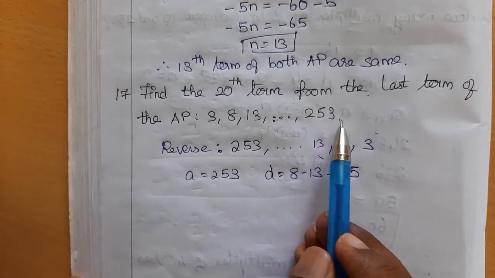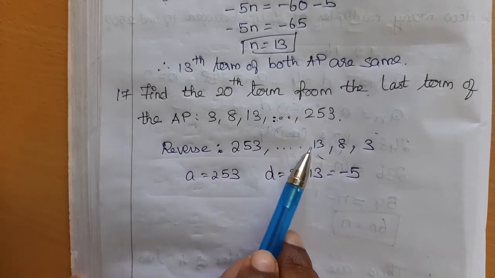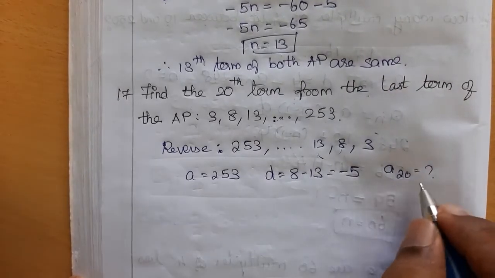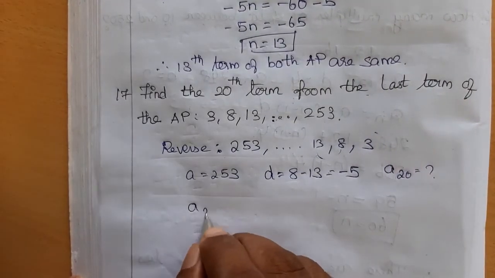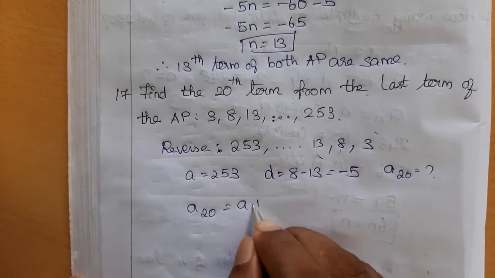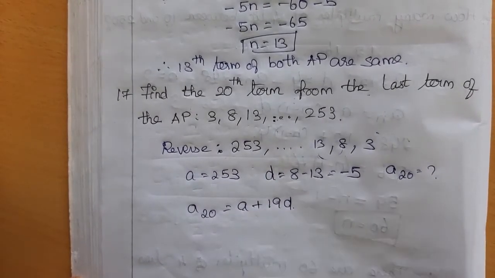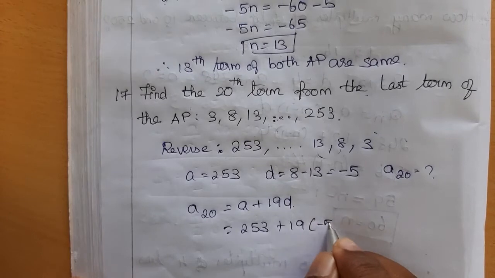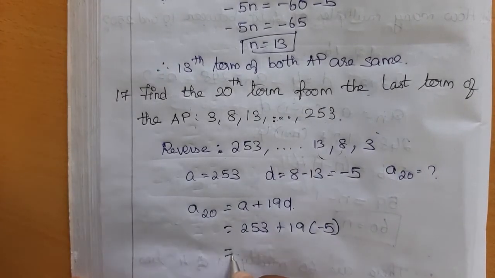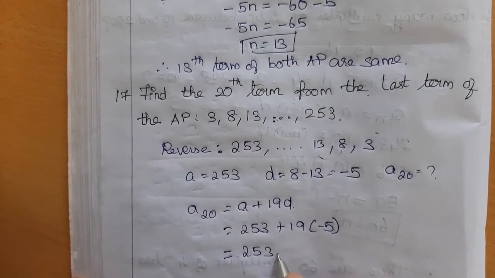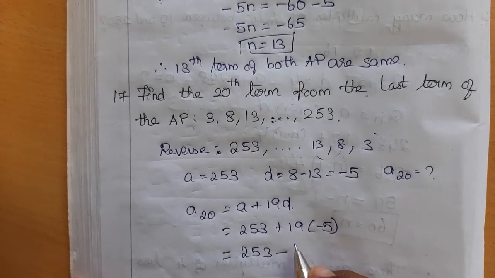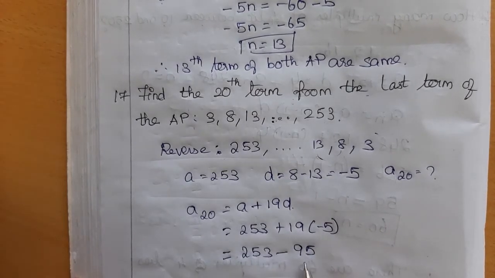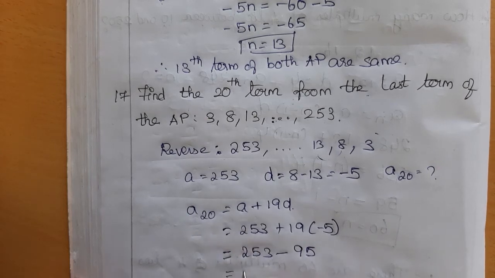Now from the beginning it's the 20th term, right? When we say from the last 20th, if we reverse it, it will be from the beginning 20th. So we have to find A20, when n is equal to 20. So A20 is equal to, in the general form, A plus 19D. Just substitute A and D, and we will get the value. A is 253 plus 19 into minus 5. So 253 plus into minus is minus, 19 into 5 is 95. 253 minus 95 is 158, right?